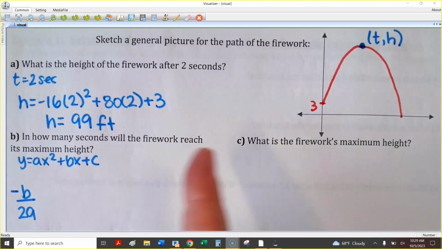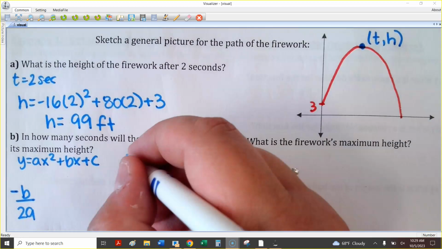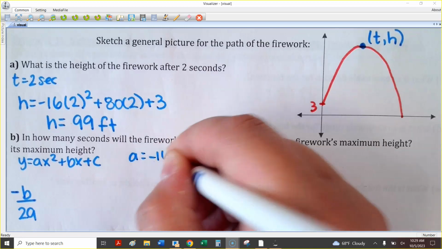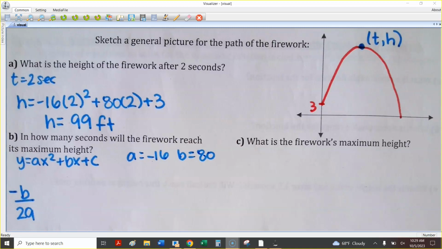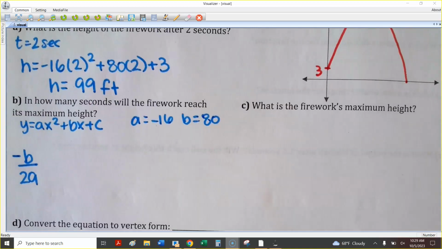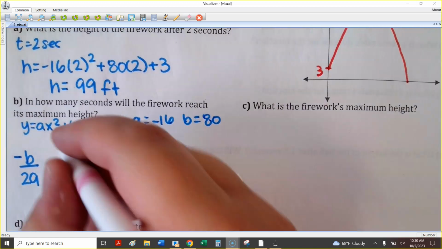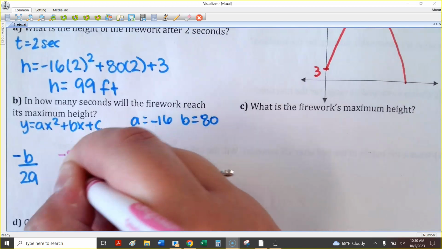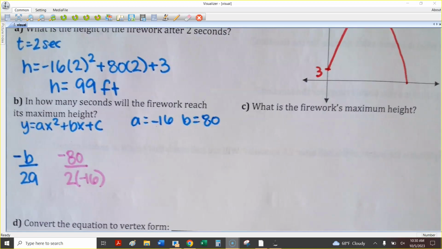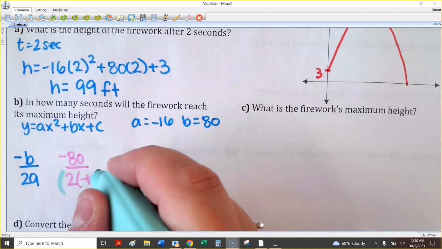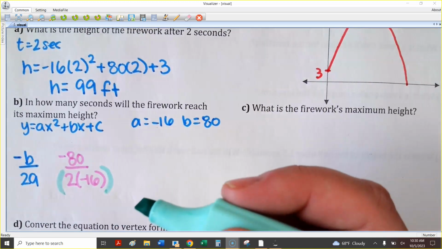I know I don't have it on the screen right now, but your a value would be the negative 16, and your b value would be the 80 from the formula we have for this question. I want to make sure you guys don't forget this from when we talked about it a couple days ago. When you plug this in, opposite of b there would be negative 80. The 2 is part of the formula. The a value is negative 16. I have to figure out what this product is on the bottom, or put parentheses around that on my calculator.